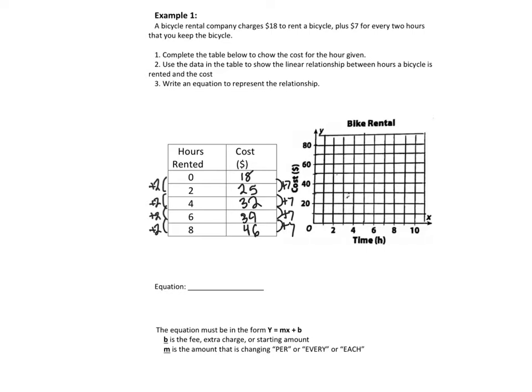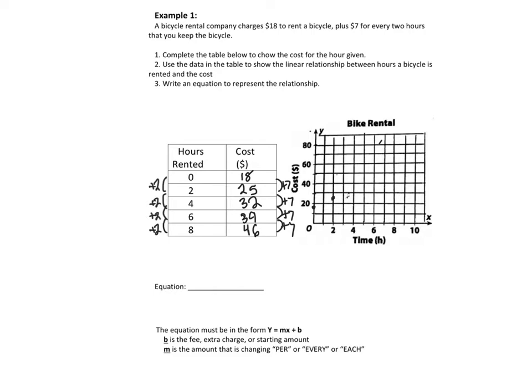So we find 0 hours, which hours are represented down here on the bottom of the graph. At 0 hours, we would go up to 18 for the cost. So we make a little dot starting right there. The next one, 2, 25. So we go over to 2 on the bottom, and we go up to 25. So that's halfway in between 20 and 30. We continue this for each dot.